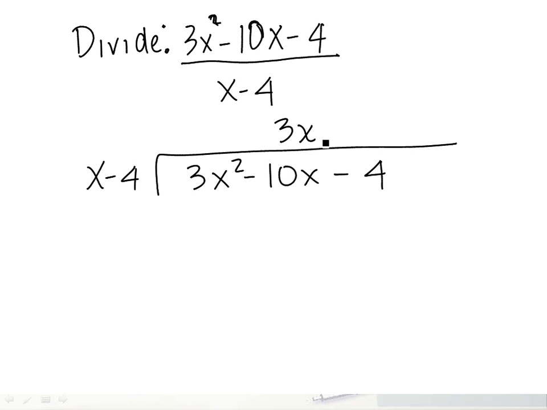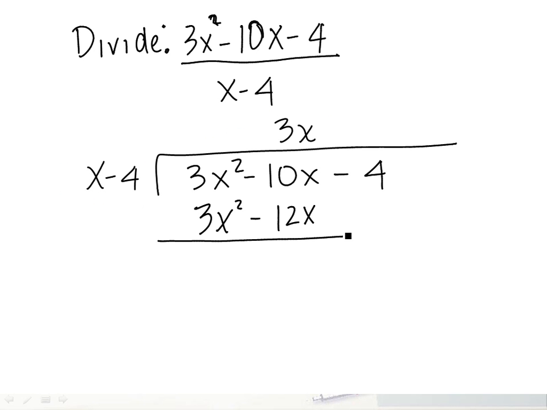Alright. Then what should I do? You should multiply this 3x here times all of this. So not just x, but you're supposed to multiply 3x times x minus 4. So don't forget that at this point you're multiplying whatever is in the top times everything on the left. Okay, when we do that, what do we get? We get 3x squared minus 12x.